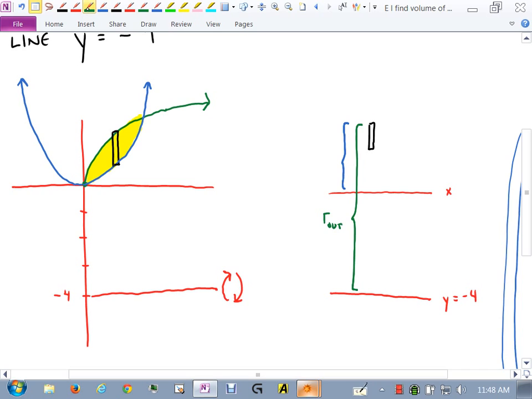Now, what function was up there? This is the green one, wasn't it? And which function was that? Square root of x. See how I'm labeling this? That part is square root of x. So I know the distance from here to here is square root of x.